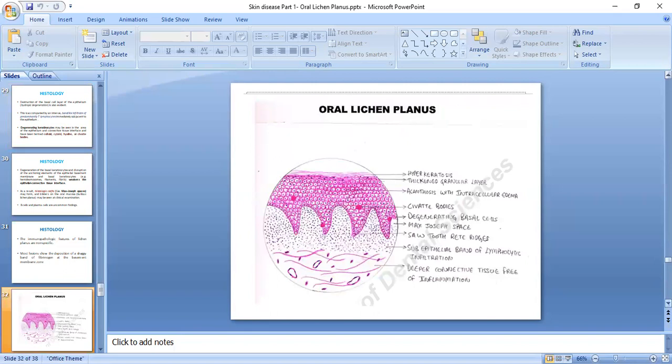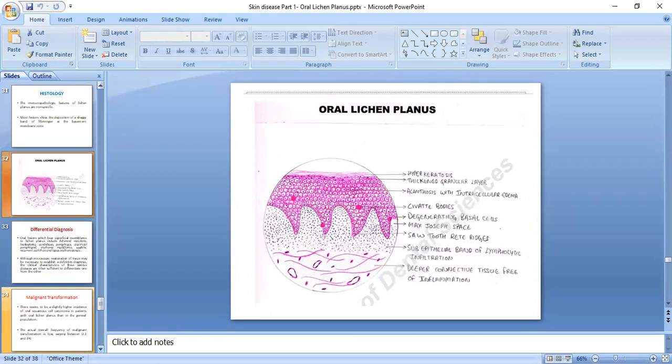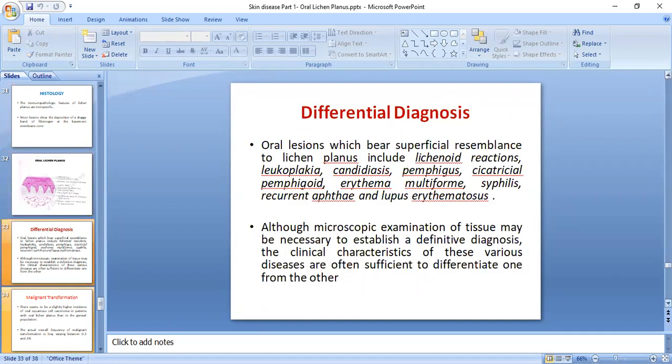So here we can see a histopathological diagram of oral lichen planus. Hyperkeratosis is seen, civatte bodies, band-like infiltrate is seen here, and the rete ridges you can see are in the form of sawtooth shape. Next, coming to the differential diagnosis, oral lesions which bear superficial resemblance to lichen planus include lichenoid reactions, leukoplakia, candidiasis, pemphigus, cicatricial pemphigoid, erythema multiforme, syphilis, recurrent aphthae, and lupus erythematosus. So these are some of the diseases which can be considered for differential diagnosis of oral lichen planus.